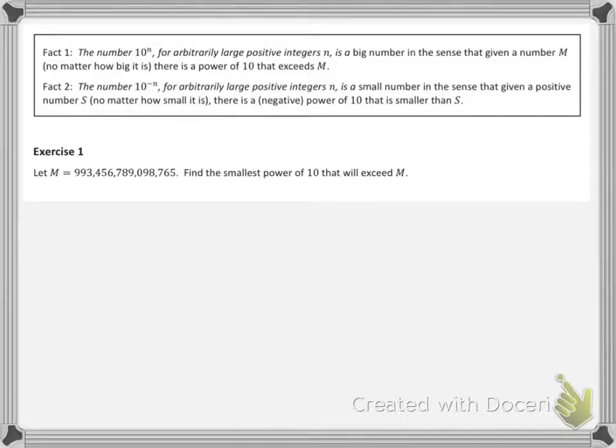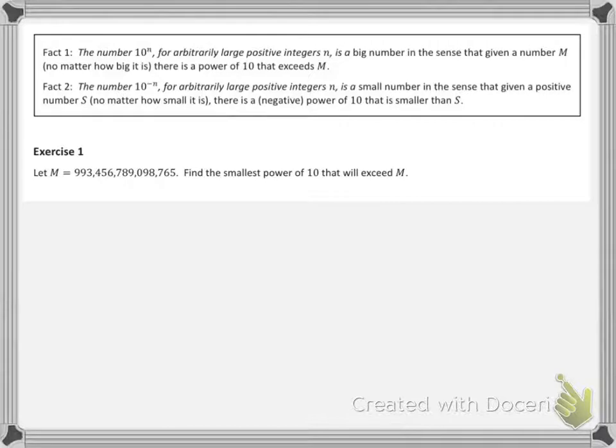And likewise, if we have a negative exponent, a large exponent, there's going to be a power of 10 with a negative exponent that is smaller, just barely smaller. So let's look at how this is going to work. We have a rather large number: 993,456,789,098,765. All right, so if we take that number, I have 15 digits there.